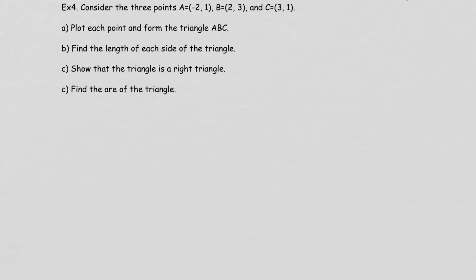Example 4, consider the 3 points. So 3 points are given. Points A, B, and C. Plot each point and form the triangle ABC. So I guess these 3 points will give you a triangle. Let's see if we can do that. That's going to be A. And point A is negative 2 and positive 1. That's the first point. Point 2 is positive 2 and 3.